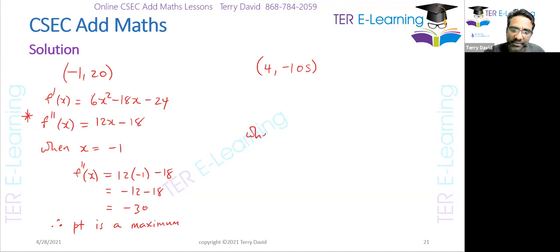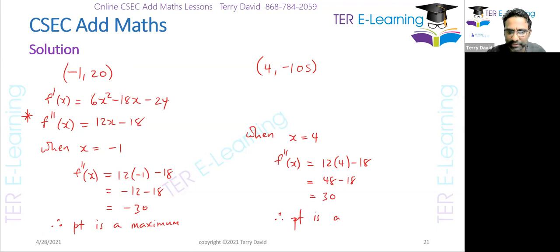I'm going to do the same thing for the other stationary point, which is x equal 4. So f double prime is going to be equal to 12 multiplied by 4 minus 18. So this is 12 4s, 48, minus 18, and this is going to give me 30. That is positive, so therefore this point is a minimum.